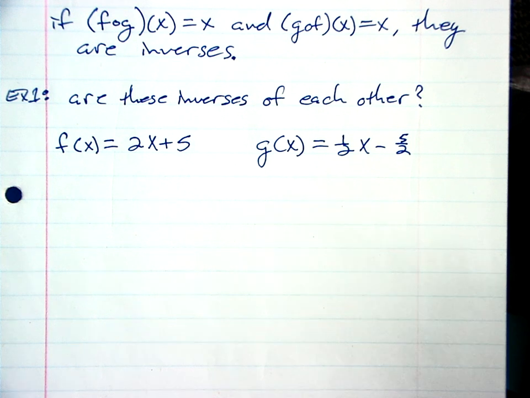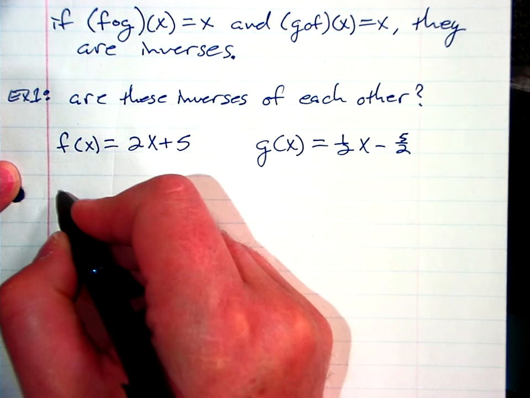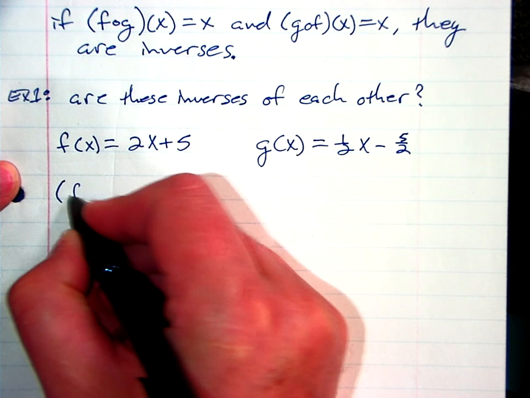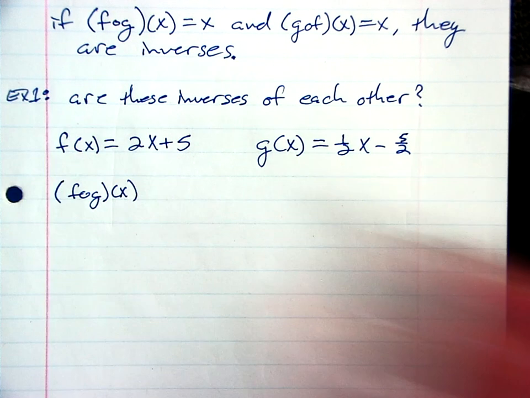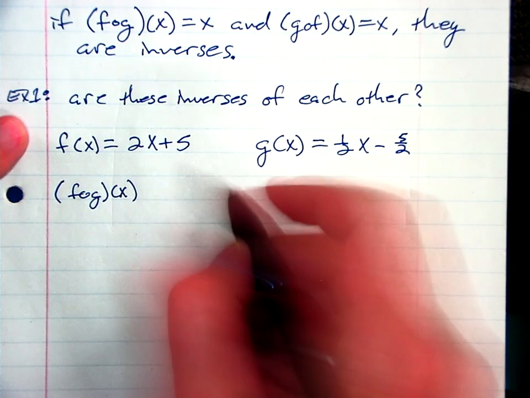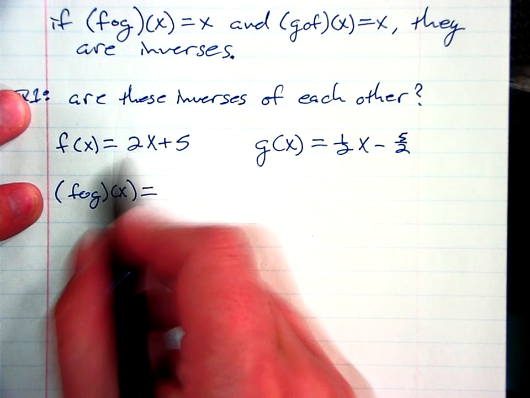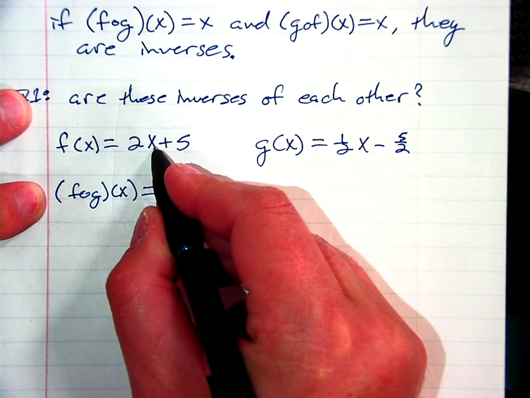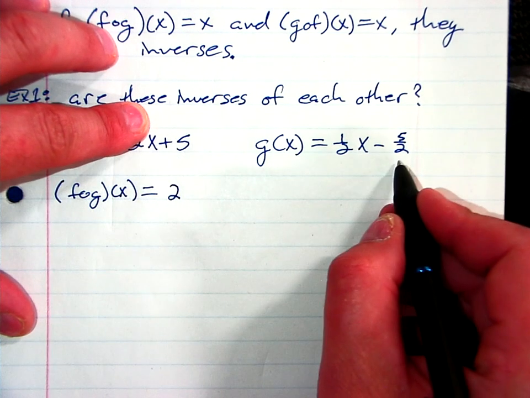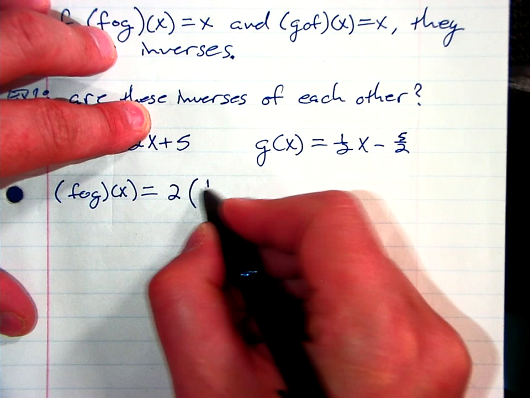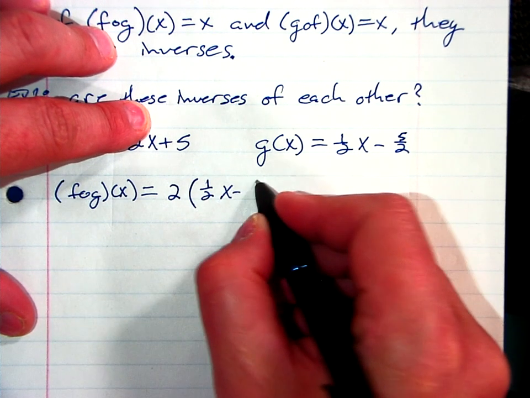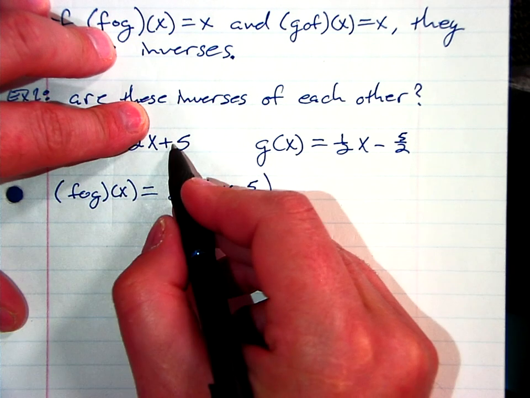Alright, so what we're going to do now is take g of x and plug it in for f of x. So we are going to do f of g of x. So we start off with f of the function of x. We haven't even done anything yet. It's not fog. Alright, here we go. So we take f. F is 2x plus 5. We replace the contents of x. What do we replace it with? G. What is the content of g of x? 1/2 x minus 5/2. So that's what g equals.